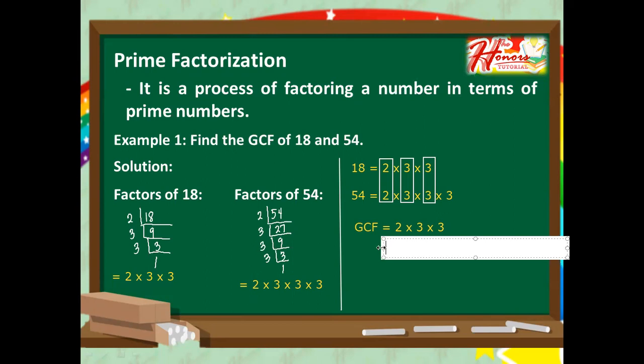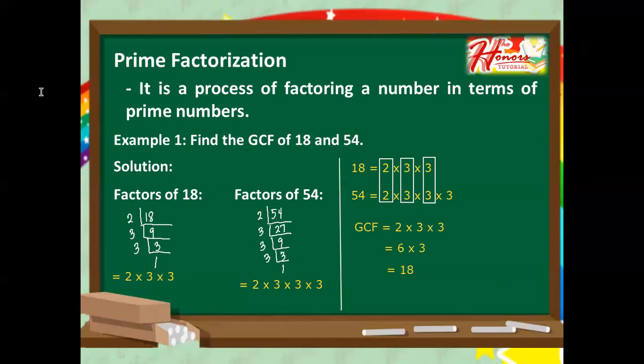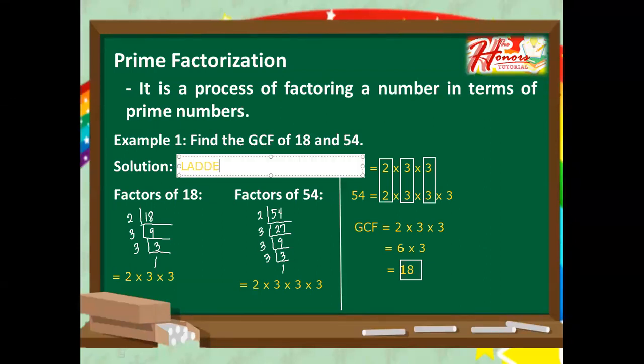And then we have to solve for it. 2 times 3, that's 6. So times 3. 6 times 3 is equal to 18. So therefore, our GCF here is 18. And that's the final answer. No need to list the factors, just solve it using the ladder method. So this method is called the ladder method.